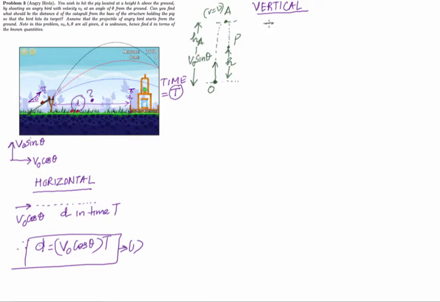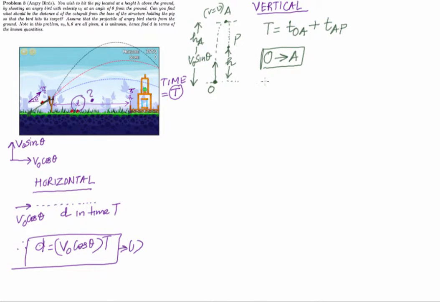Now the total time of flight t is composed of two parts. Basically, the total motion is composed of two legs. One is the motion from O to A and another is from A to P. So the total time will be the time it takes to go from O to A plus the time it takes to go from A to P. Now we'll separately consider these two legs. So let's consider the leg when the angry bird goes from O to A.